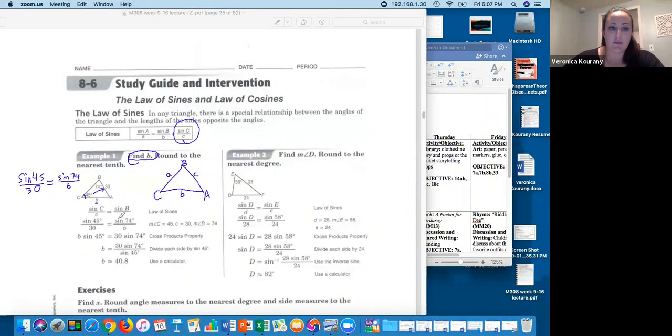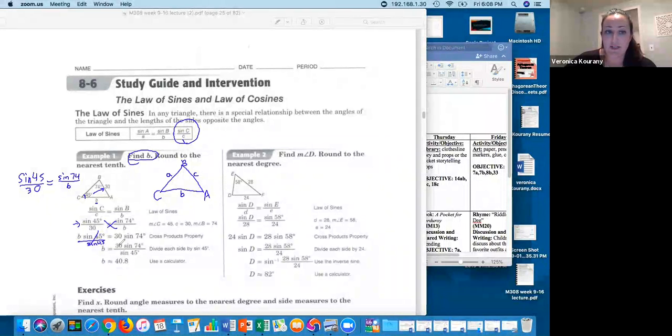So now you're going to substitute like we did here. I wrote it out for you. Now you can cross multiply because you have a proportion. So now you set up b sine of 45 equals 30 times sine of 74. Now you want to isolate b, so you can divide both sides by sine of 45. That way you eliminate this sine of 45, and you get b equals 30 sine 74 over sine of 45.